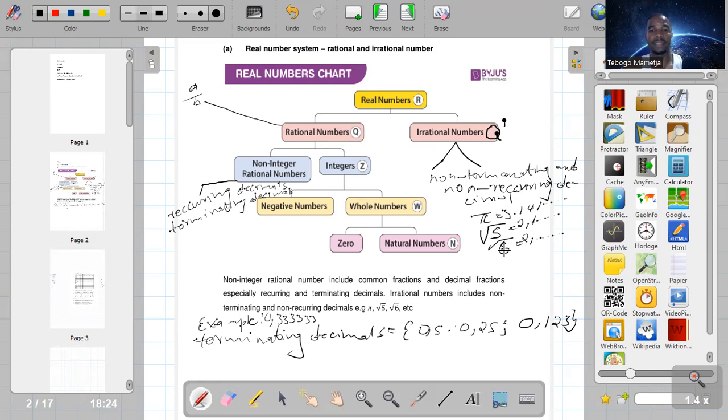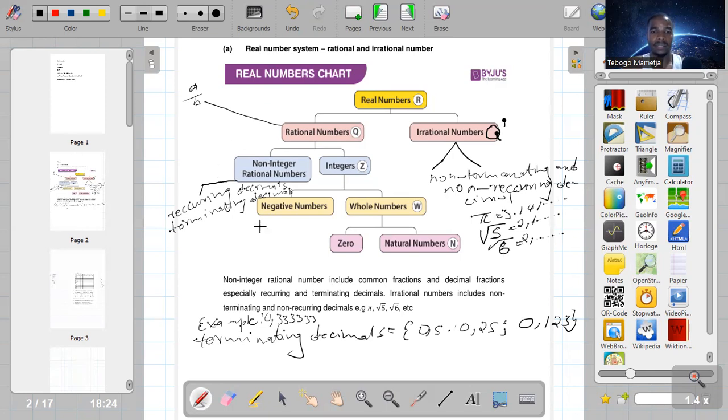And the other ones that also fall under rational numbers, we talk of non-integer rational numbers. Meaning these numbers are neither integers, nor whole numbers, nor natural numbers. These numbers are recurring decimals and terminating decimals.